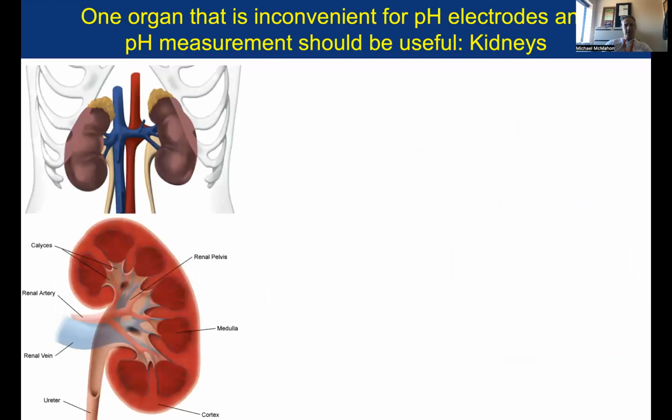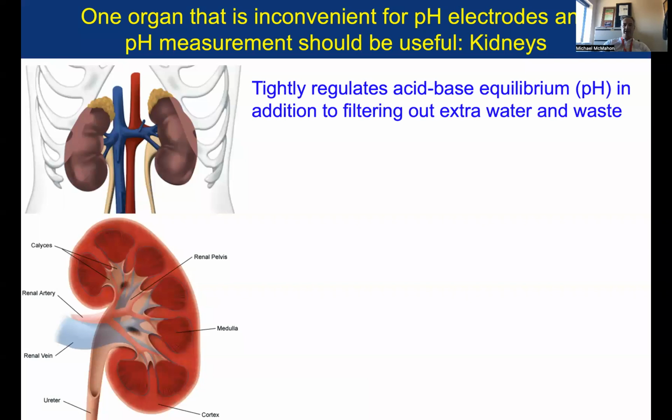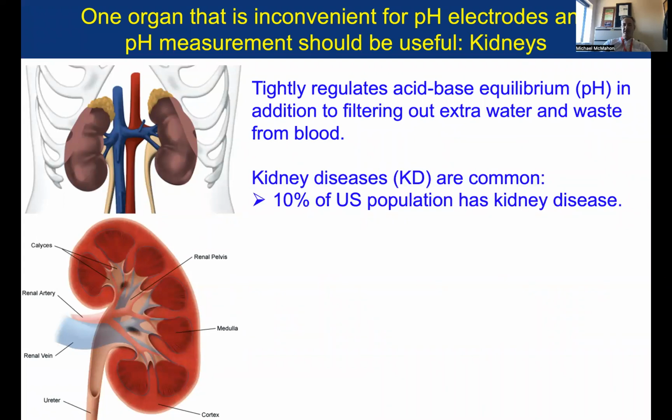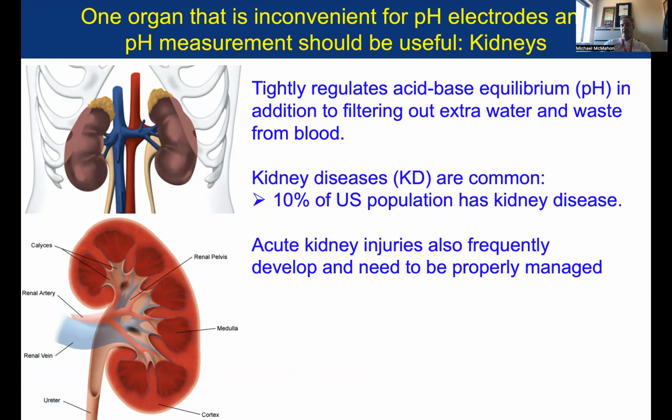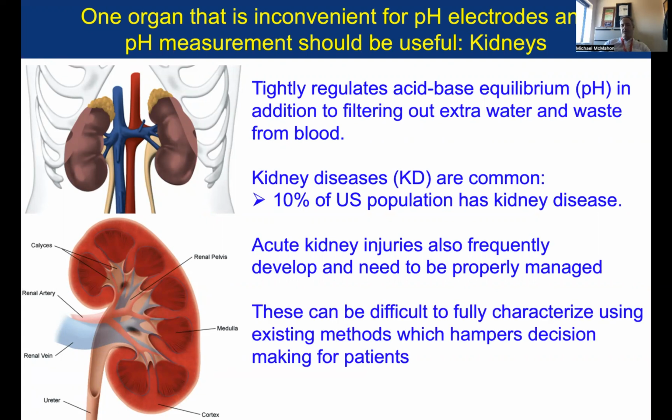So one organ that is inconvenient for pH electrodes and where these measurements should be useful is the kidneys. The kidneys tightly regulate acid-base equilibrium in addition to filtering out extra water and waste. And kidney diseases are quite common. It's greater than 10% of the US population has some form of kidney disease. And also acute injuries frequently develop and need to be properly managed. And they're very difficult to characterize just using blood tests, which hampers decision making.